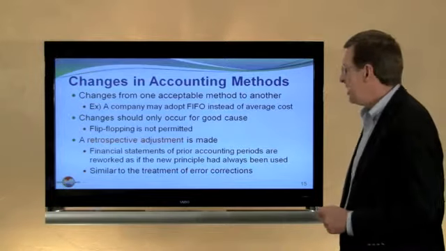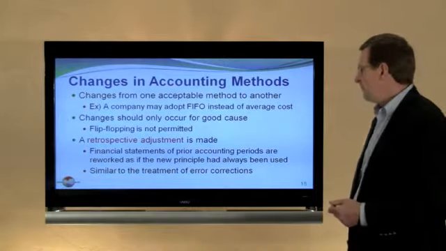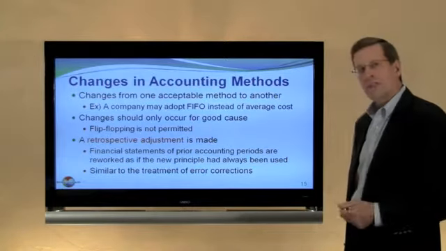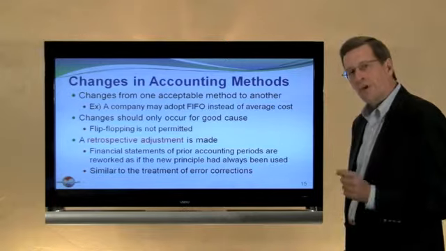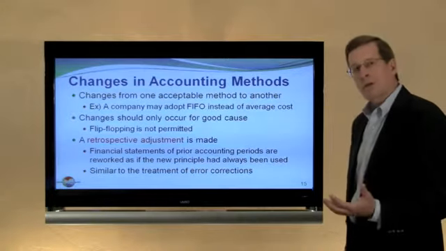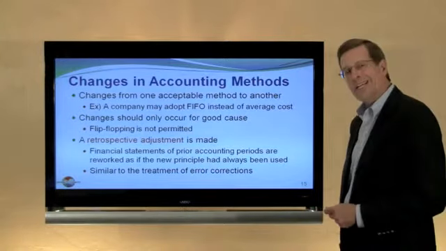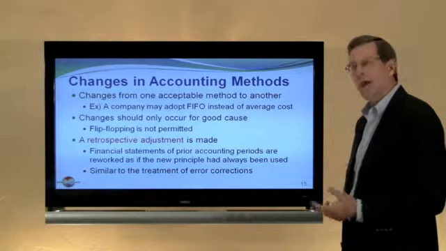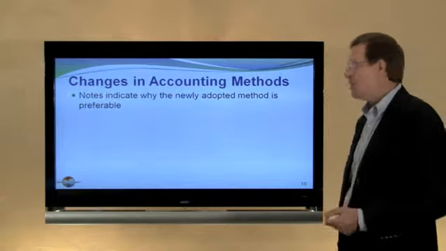And when we make those changes, we make them by retrospective adjustment. Financial statements of prior accounting periods are reworked as if the new principle had been in use all along. This is similar to the treatment for corrections of errors, except almost in semantics. We call error corrections prior period adjustments, and changes in accounting methods, we're going to refer to them as retrospective adjustments.